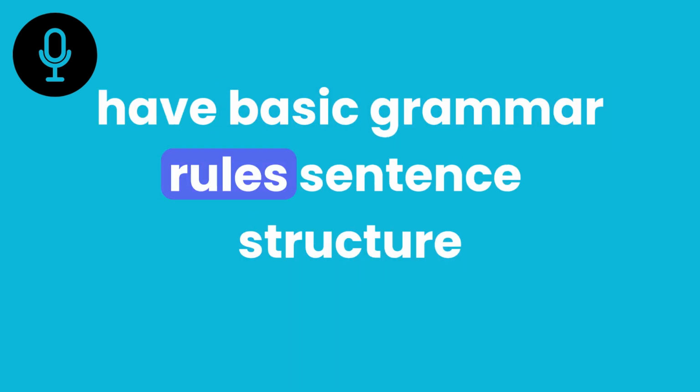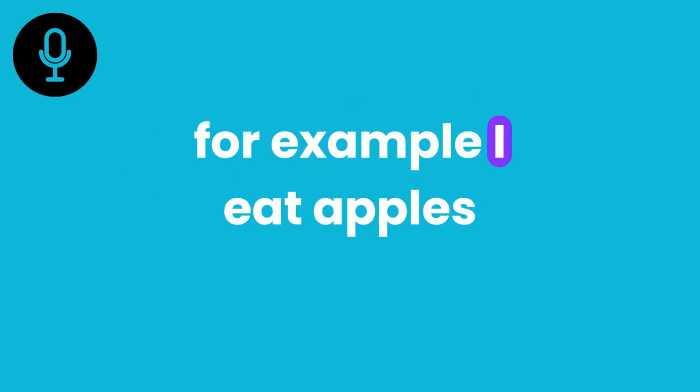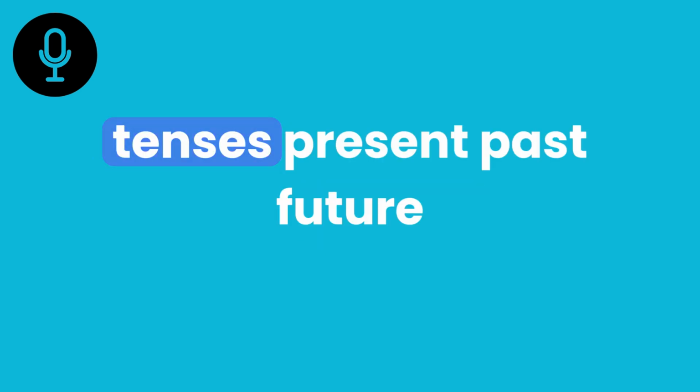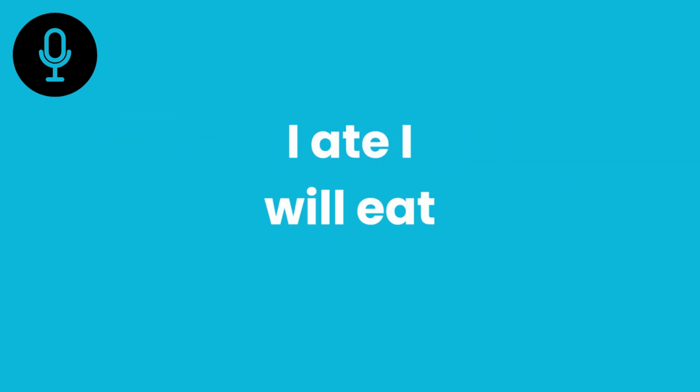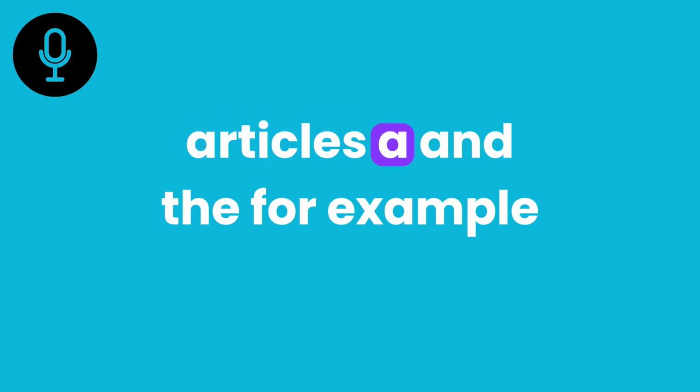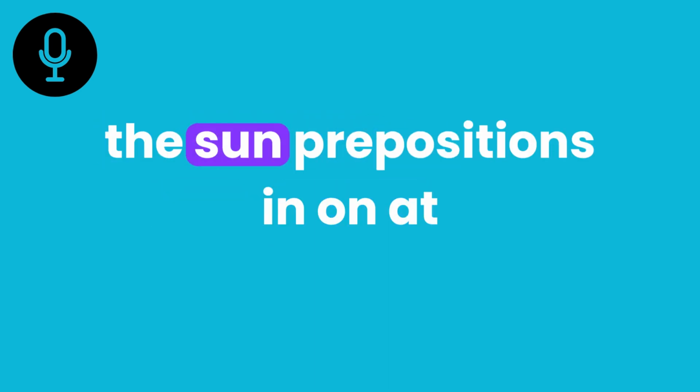Basic grammar rules. Sentence structure: subject plus verb plus object. For example, I eat apples. Tenses: present, past, future. For example, I eat, I ate, I will eat. Articles: a, an, the. For example, a cat, an apple, the sun.